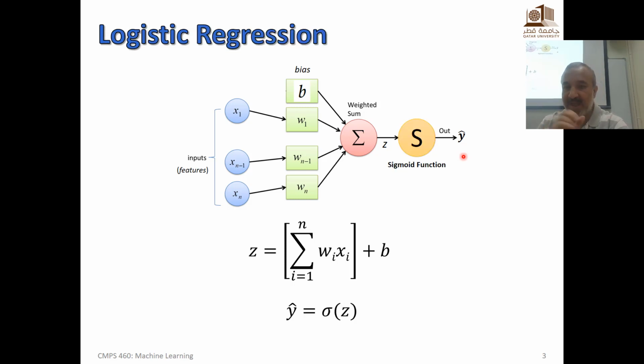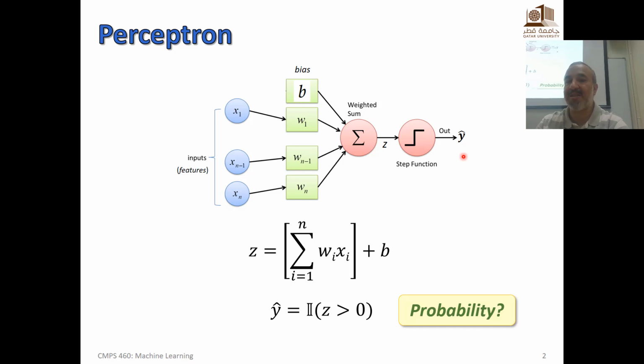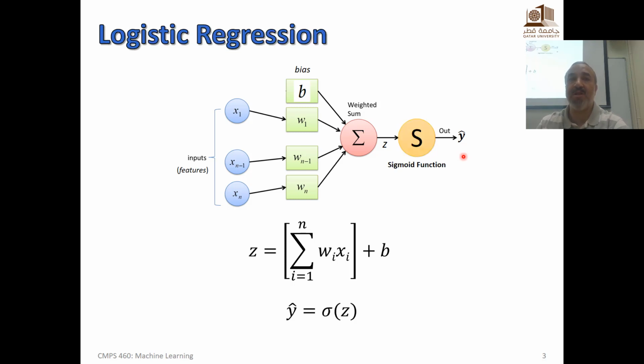How we will get the probability is to change the step function into what we call a sigmoid function. So if you look at the difference between these two slides, you will see that the main thing is that we changed the step function from Perceptron into sigmoid function in logistic regression. That's the only difference, but it is a big difference. As we will see, it will change many things.